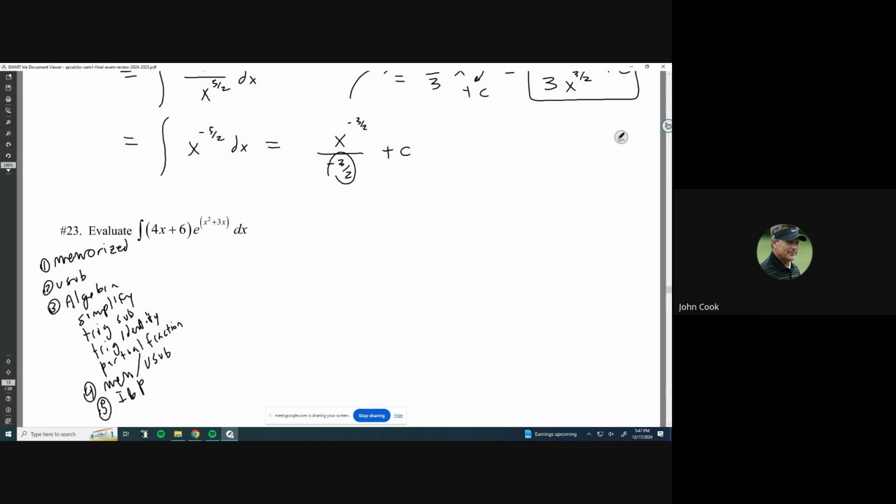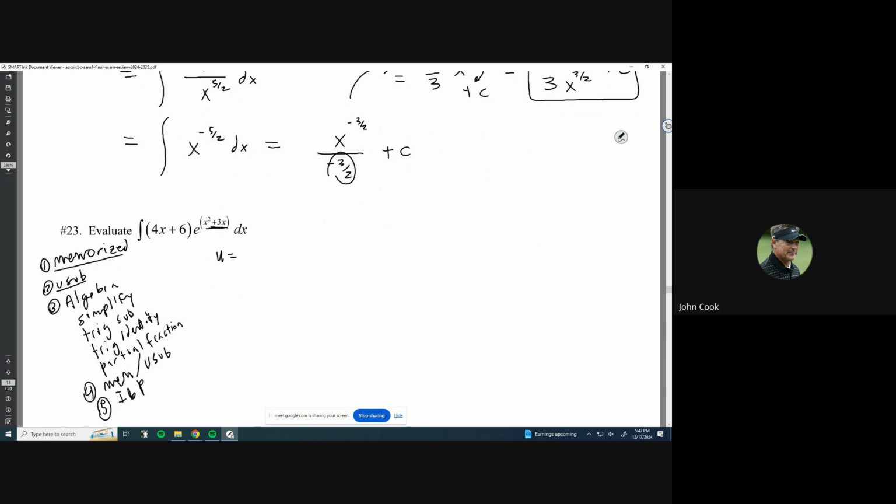When I looked at this problem, I knew it was a u sub right off the bat. I would skip through the memorized things because there's no memorized rule that I had for that. I go right over to u sub. So in a u sub, it's a composition, so a function inside of another one. And this is the function that's inside of the e to the somethingth power function, right? So I'd first try to make that a u sub.